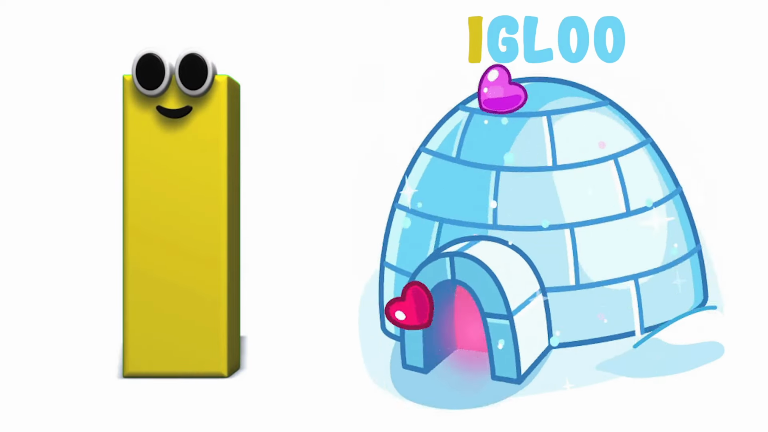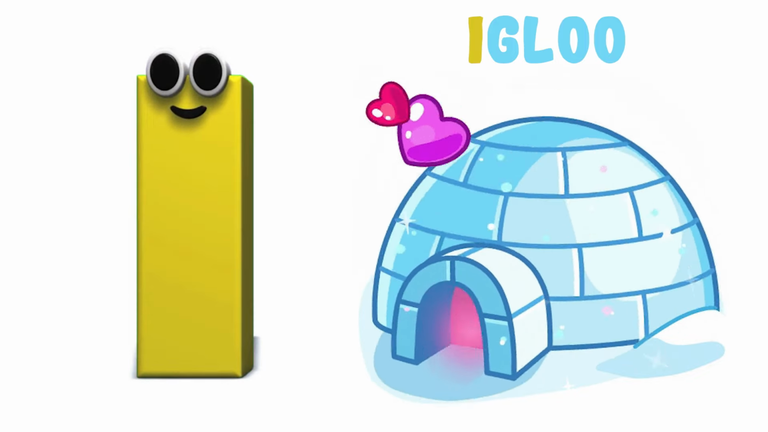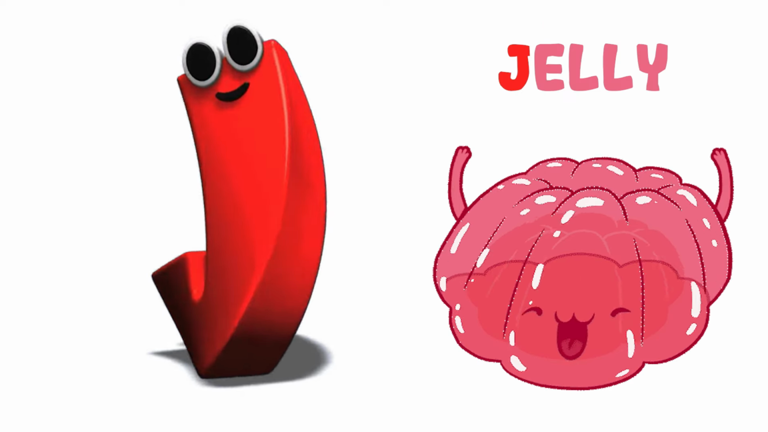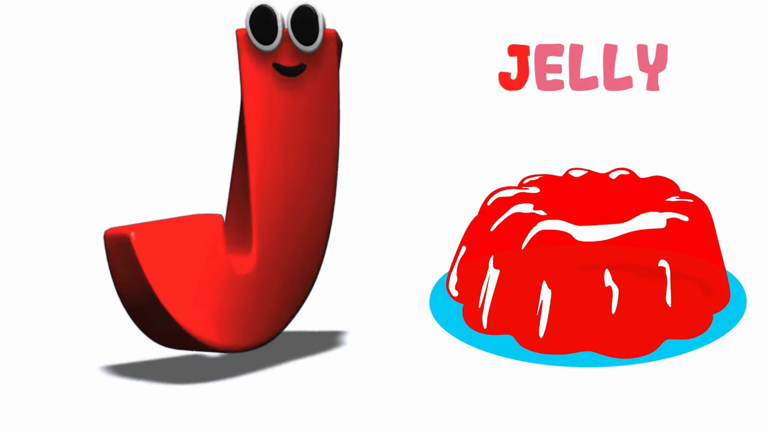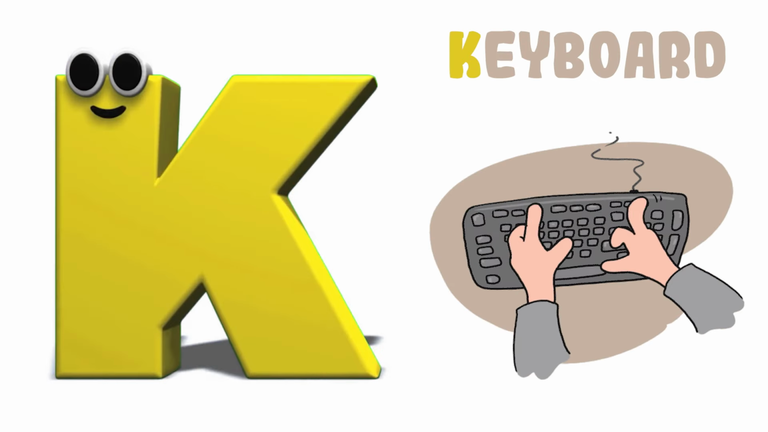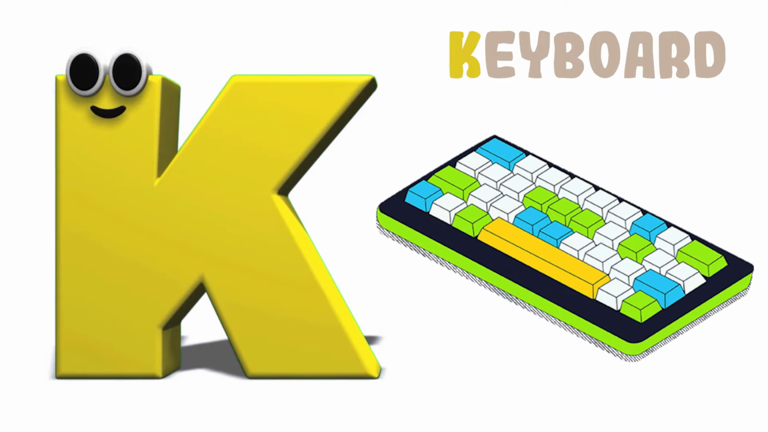I is for igloo. I, igloo. J is for jelly, j, j, jelly, j, j, jelly, J, jelly. K is for keyboard, k, k, keyboard, k, k, keyboard, K, keyboard.